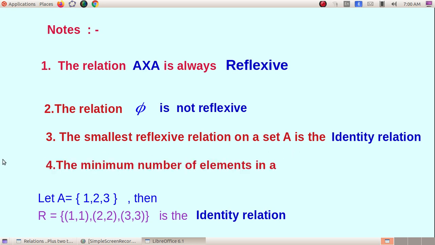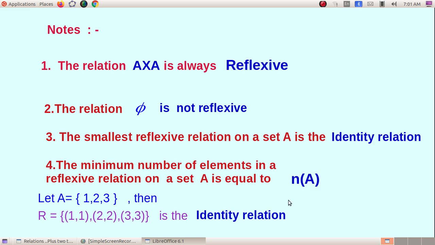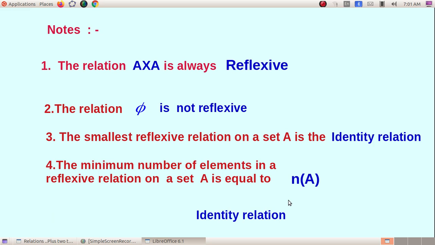Okay, then what is the fourth note? The minimum number of elements in a reflexive relation on a set A is equal to, very simple, what is the minimum number of elements in a reflexive relation? What is the smallest relation? That is identity relation. Identity relation contains n(A) elements. Therefore the minimum number of elements in a reflexive relation on set A is equal to n(A). Clear? Then let us learn the next type of relation.